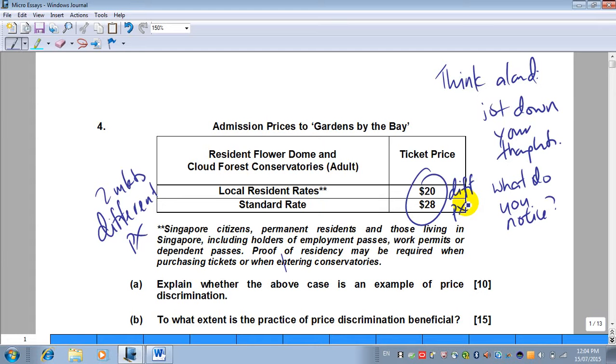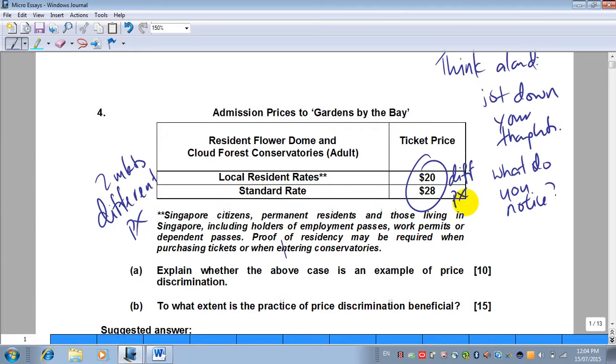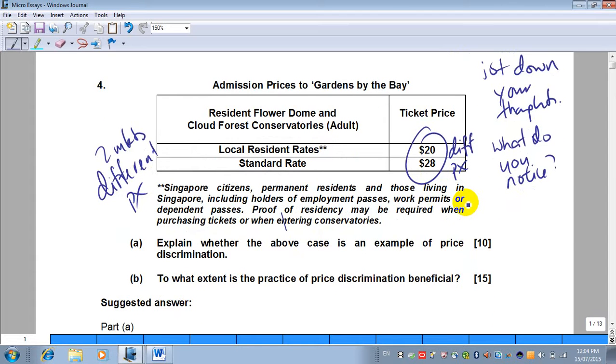And what is the definition of price discrimination? When there are different prices, and at the same time the differences in prices is not due to cost differences. So is this price discrimination? Right now when I'm thinking about this, I would be asking myself, is there a difference in the cost to provide a visit for the local residents and tourists who need to pay the standard rate?